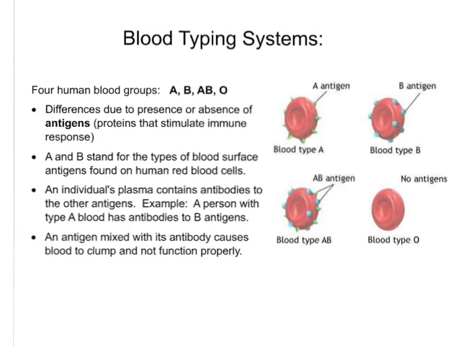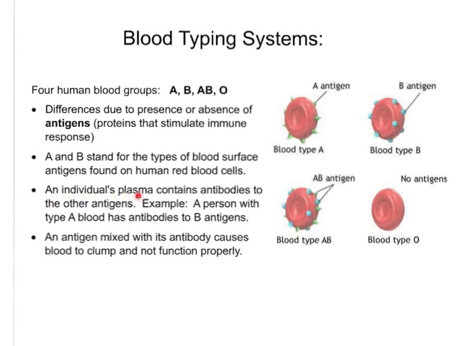So if we look here, blood type A has blood cells that contain A antigens on the surface. Blood type B contains B antigens. Blood type AB contains both A and B antigens. And blood type O does not have any antigens on the surface of the blood cells.